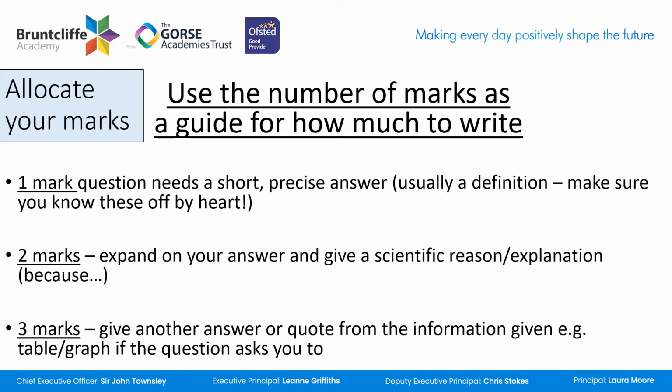Allocate your marks. Use the number of marks as a guide for how much you need to write. For 1 mark questions, short, precise answers, perhaps even a one-word answer. 2 marks can mean to expand on your answer, give a scientific reason or an explanation because this happened. Perhaps you need to quote information. Perhaps by quoting information, this could be a 3-mark question.